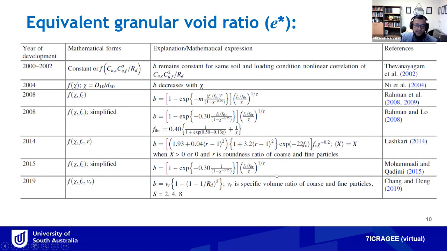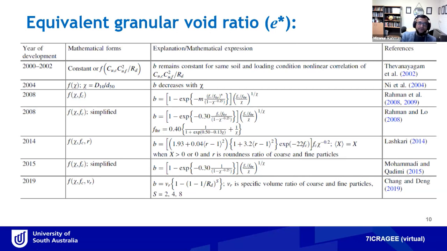Muhammad and Kwadami actually reanalyzed our data, my equation, and suggested it could be simplified this way. Chen and Deng proposed another equation. It comes from a slightly different theory, so it's a very interesting one. With DEM analysis, discrete element model analysis, other theories come in, so I'm not discussing them here because they're much more complicated.